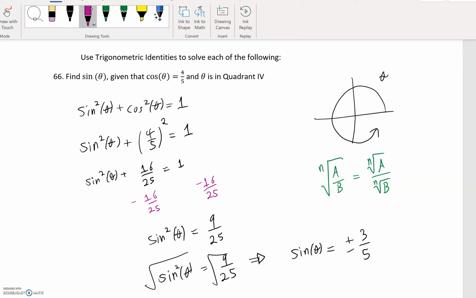Okay, you're told that theta is in quadrant 4. If theta is in quadrant 4, and I drew it for you here, if we look at that point, what do we know about that point? That point is in the fourth quadrant. So the x value is positive, the y value is negative. Since sine of theta is defined to be y over r, your sine will be negative. So we need to take the negative root. And now we are done with this problem.